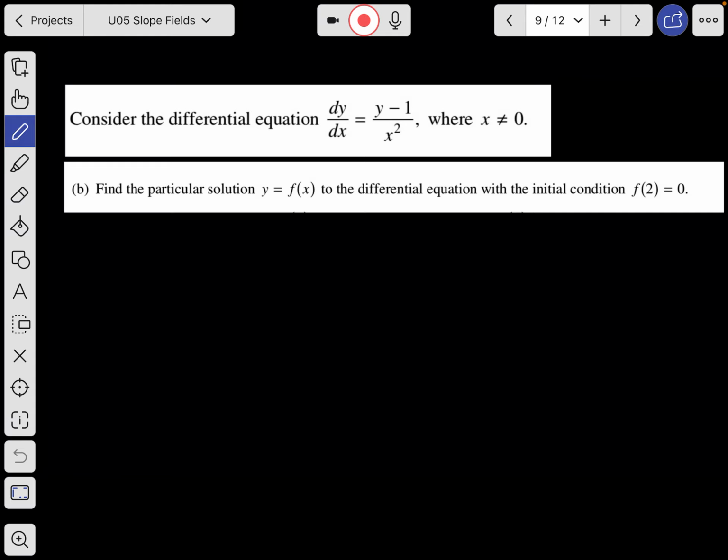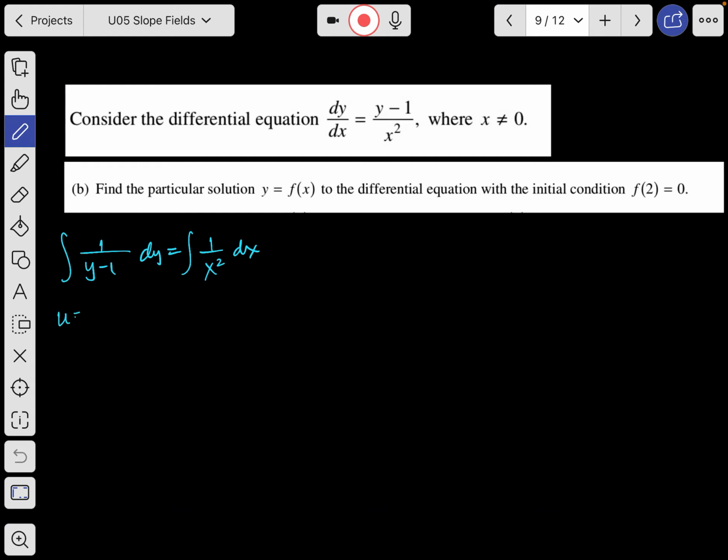So let's rework through one of these examples. I'm going to multiply both sides by dx and divide by the y term. So I have 1/(y minus 1) dy is equal to 1/x squared dx. I see that I'm going to use substitution on the left. So I've separated, now I'm going to integrate.